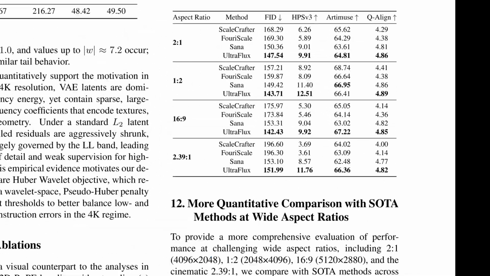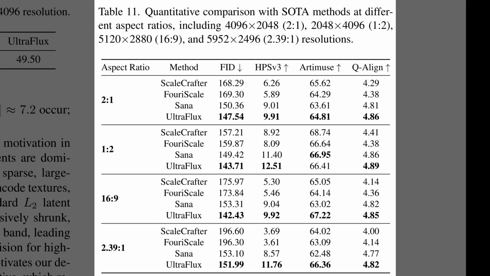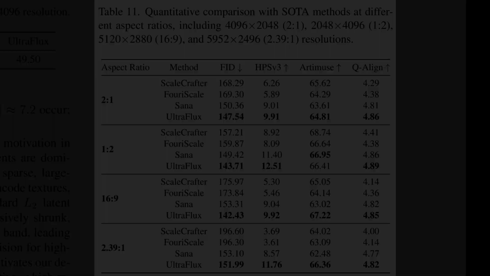So while Figure 7 analyzed why the positional encoding stays stable at 4K, Table 11 shows how that stability translates into performance across wide aspect ratios. The table reports Fréchet inception distance, which is a realism score where lower is better, plus 3 perceptual and alignment metrics. Across 2:1, 1:2, 16:9, and 2.39:1 formats, UltraFlux consistently achieves the best or tied best scores, meaning it delivers sharper, better aligned wide format images than all open baselines.